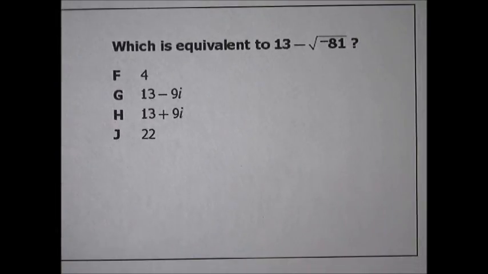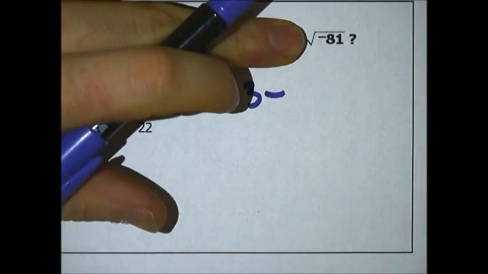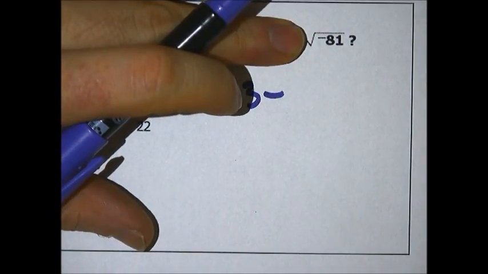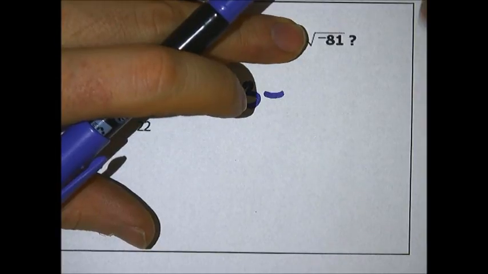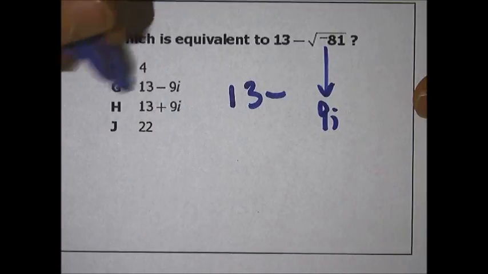Which is equivalent? This just says 13 minus what? What is my what? The square root of -81. 81 would go to 9, and it's a negative, so 9i. So 13 minus 9i. Choice G.